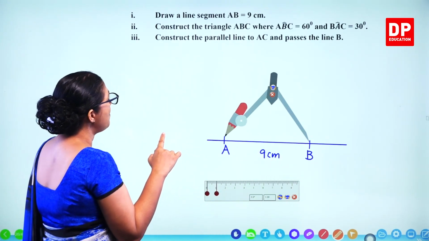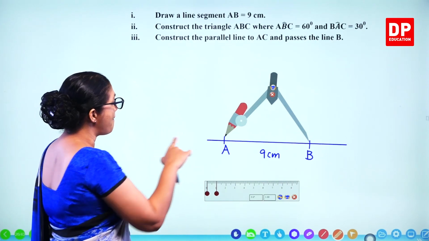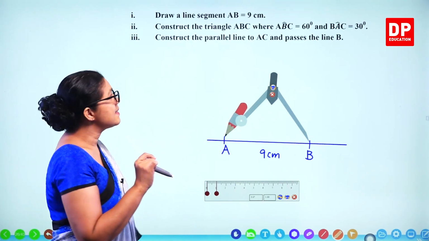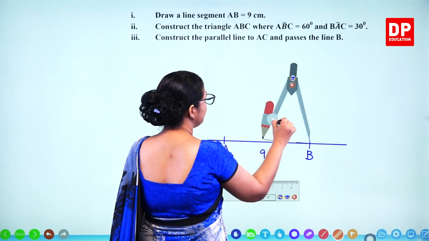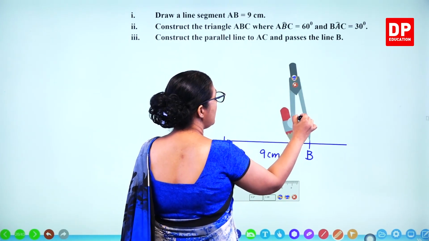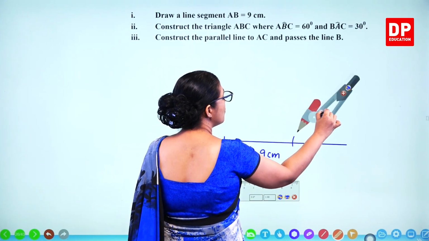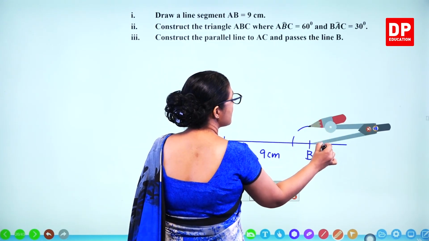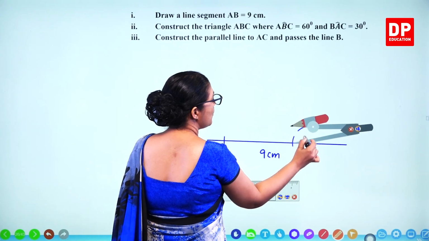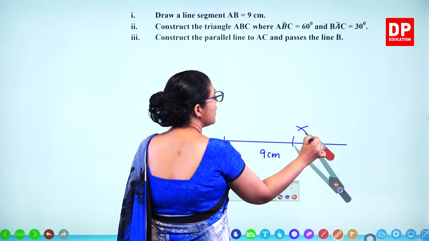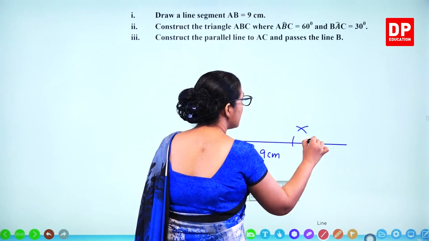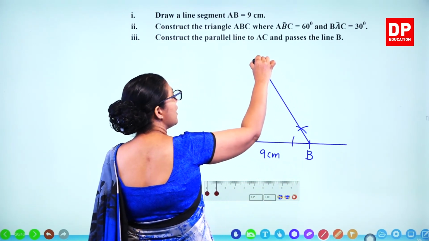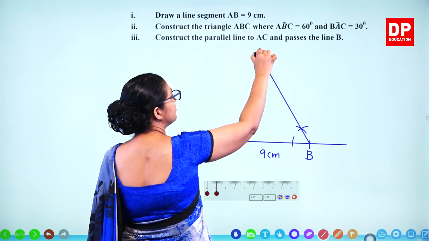Construct the triangle ABC where angle B is 60. So we'll create a 60 degree angle here. Take a small length. You know now how to construct 60 degrees. Take the same length. We are using the property of an equilateral triangle. Now you can draw the line. That's the 60-degree angle.